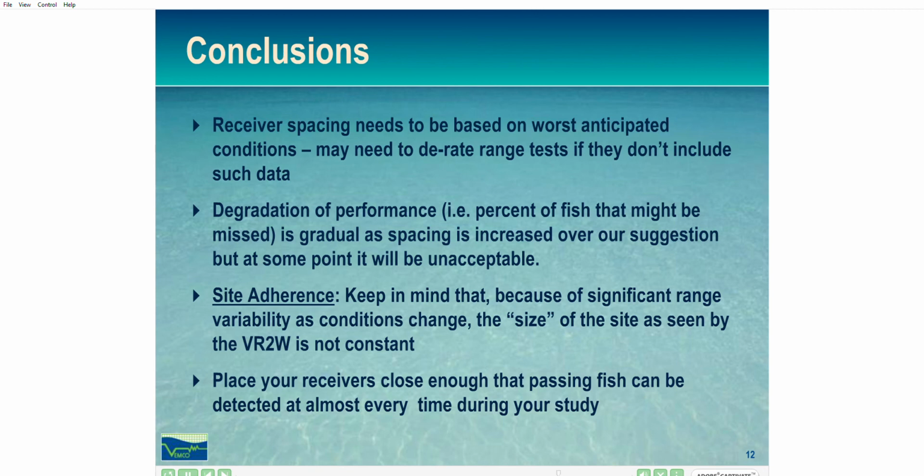To conclude this presentation, I would like to leave you with four main points. Receiver spacing needs to be based on worst anticipated conditions. You may need to derate your range tests if they don't include such data. Don't space your receivers on your best range test data. Make sure you plan for overlap. Degradation of performance is gradual as spacing is increased over our suggestion, but at some point it will be unacceptable. As you increase spacing, you may have to accept that some fish may pass without being detected.